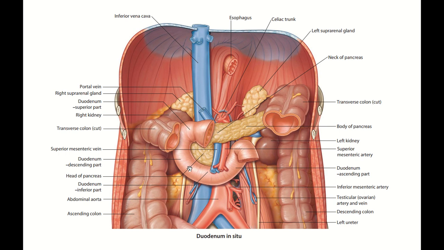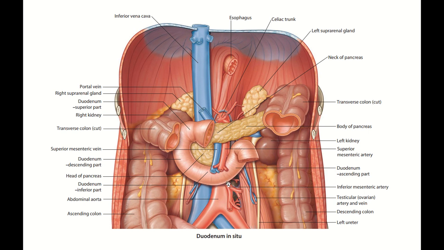Then the third part of the duodenum is very important because you're going to have the root of the mesentery anterior to the third part of your duodenum. And what will be found within the root of the mesentery? The superior mesenteric vessels. The superior mesenteric vein, which is to the right of the superior mesenteric artery, will be anterior to the third part of your duodenum.